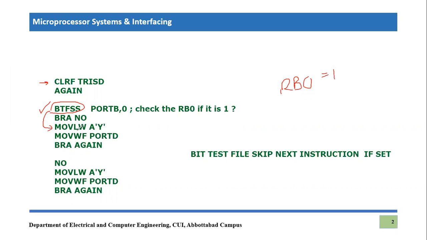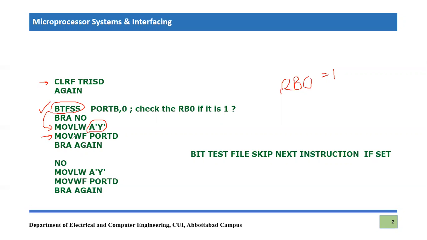So what is this instruction? It says move literal to working register the character y in apostrophes. I hope you remember, this is one of the ways by which you can define an ASCII character. So y is saved in the working register, and then we move that working register into port D. Port D is our output port. Remember, we made it an output port at the start.